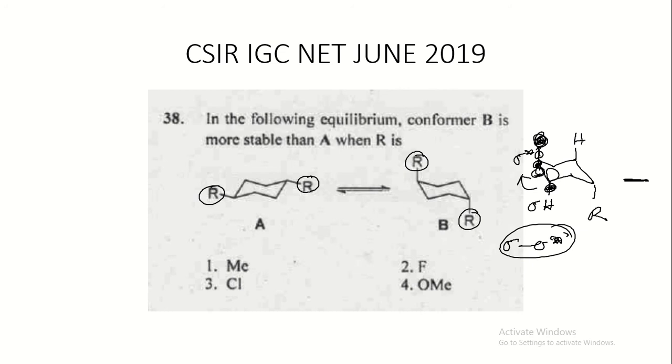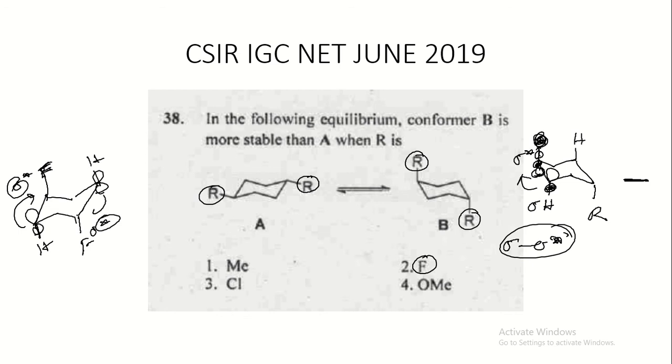So here the most electronegative is fluorine. If there is a diaxial fluorine, there is very good donation from the sigma orbital of the anti C-H bond to the sigma star of the C-F bond, because due to the high electronegativity of fluorine, the sigma star orbital energy of C-F is very low, so the donation is favored. So only for fluorine will the B conformer be much more stable than the diequatorial conformer, because in the diequatorial conformer there is no such sigma to sigma star donation.